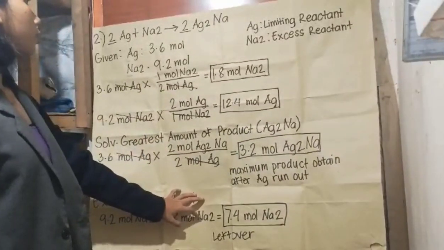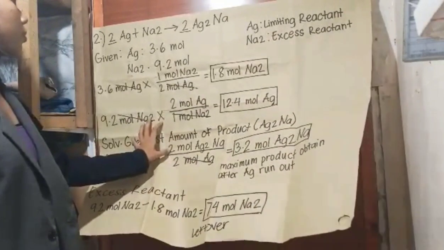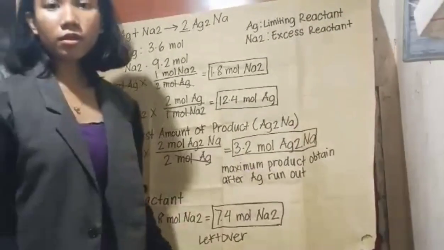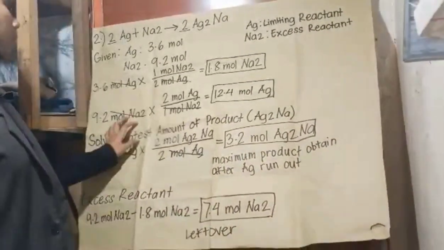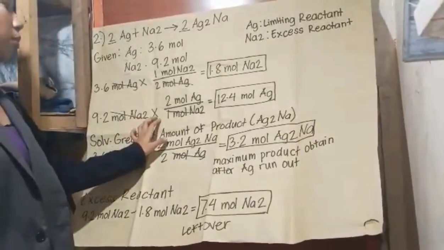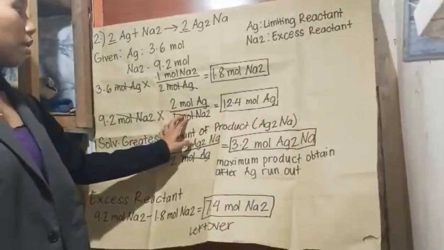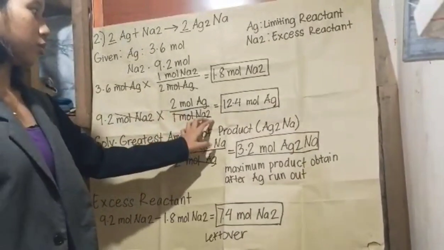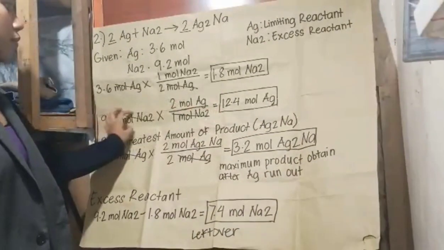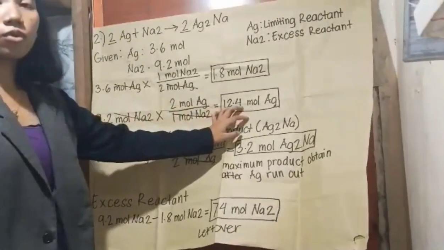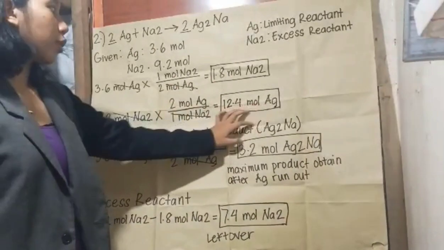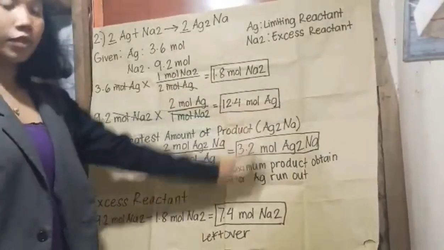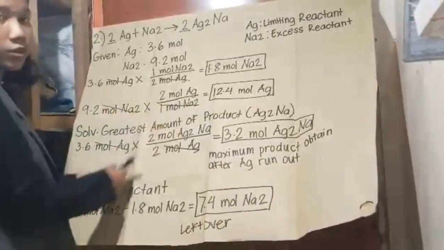So to get the excess reactant, 9.2 mole Na2 multiplied by 2 mole Ag divided by 1 mole Na2. So the calculation of this is 12.4 mole Ag. To get this, we need to cross out this 2 also.